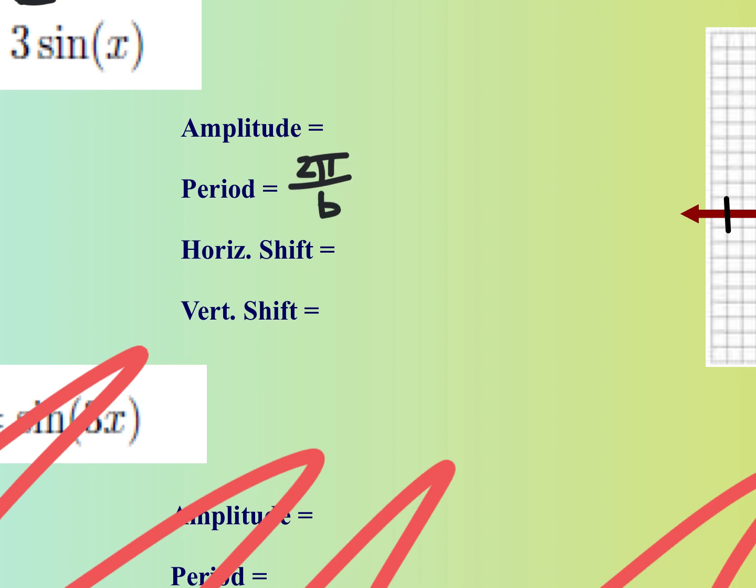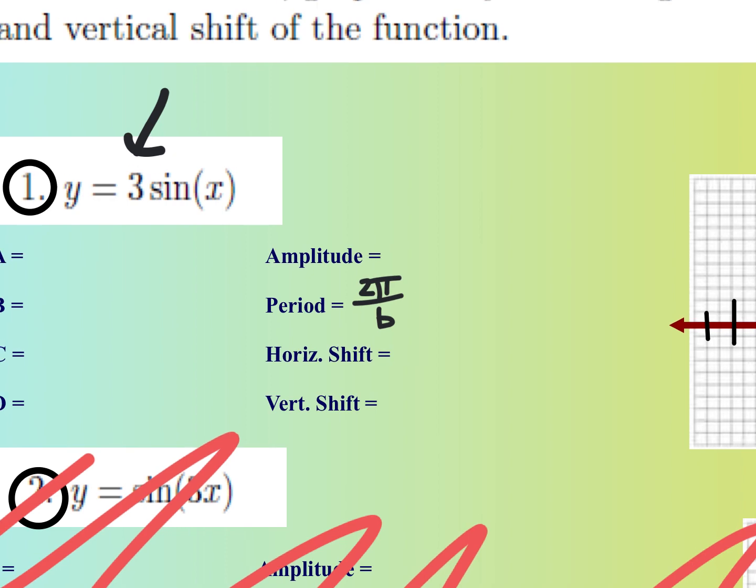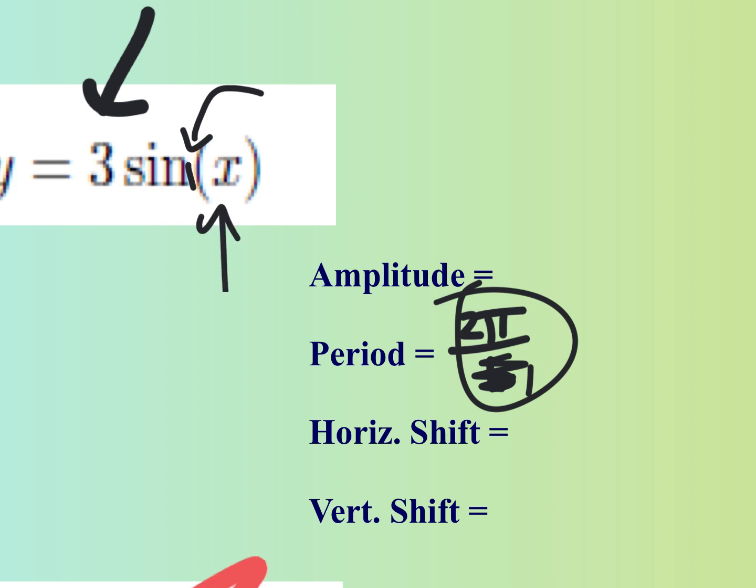Do we know B? Well, there's none, but that really means B is, what is right there? A 1. Can't put a 0 there, it'd cancel it out. It'd be like there's no angle. So you have to say B is 1 in this case. Well, that means it's just got a period of 2 pi. That makes sense. It's normal sine. It hasn't been stretched in that way. 2 pi over 1 is 2 pi.